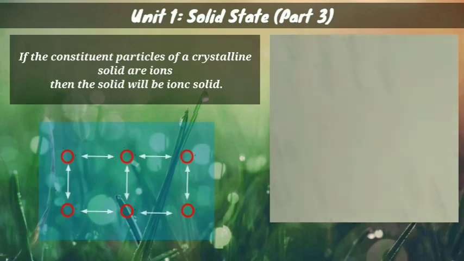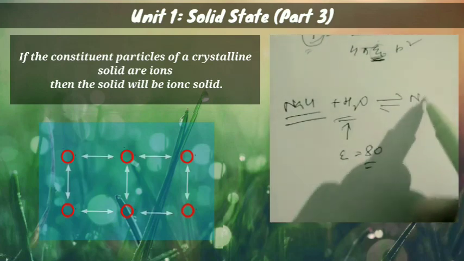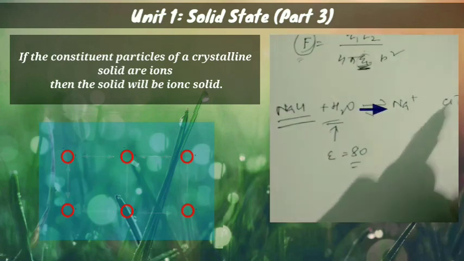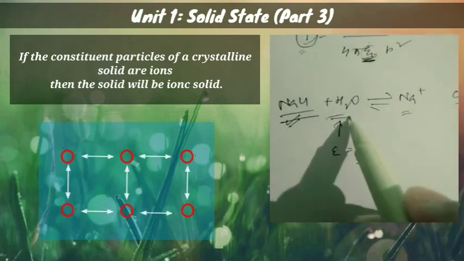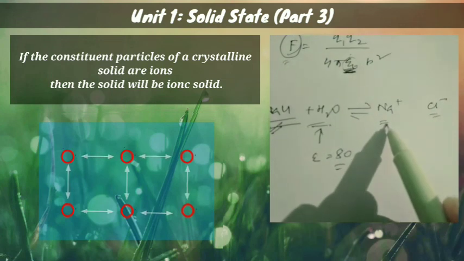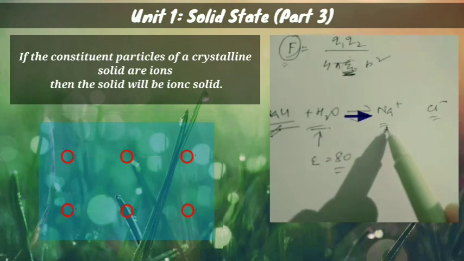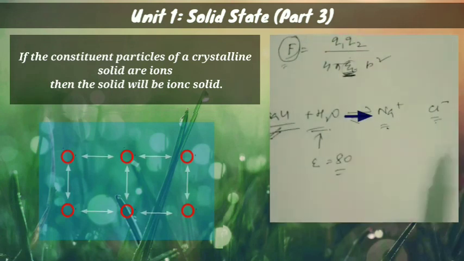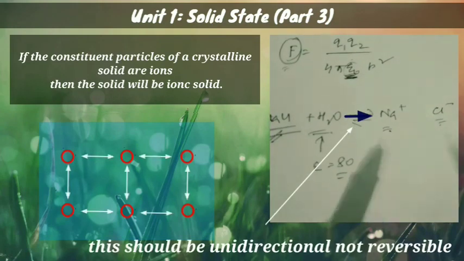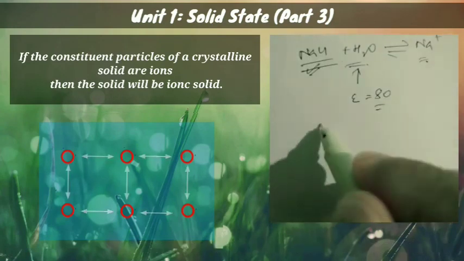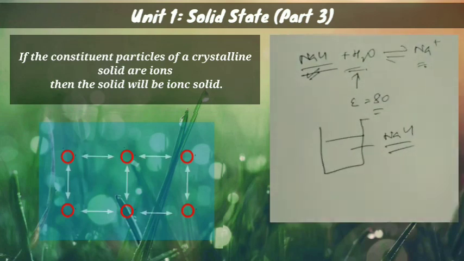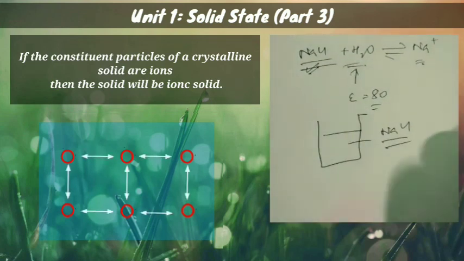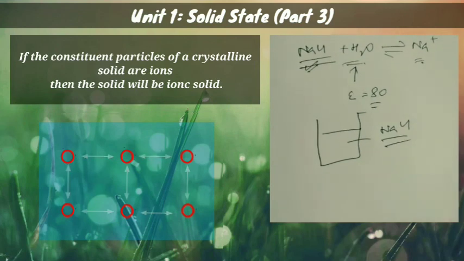That's why they can dissociate into their ions. When we add sodium chloride in water, it dissociates into its respective ions, sodium positive and chloride negative, and they are free to move now. So that's why they conduct electricity. That means a glass of sodium chloride solution can conduct electricity. That's why all salts conduct electricity in their aqueous solution.